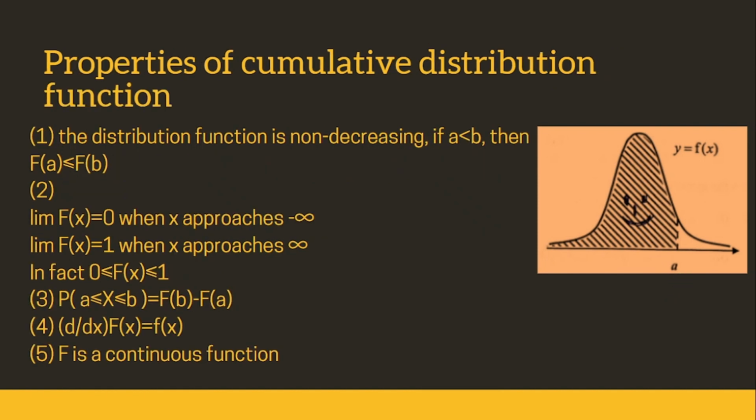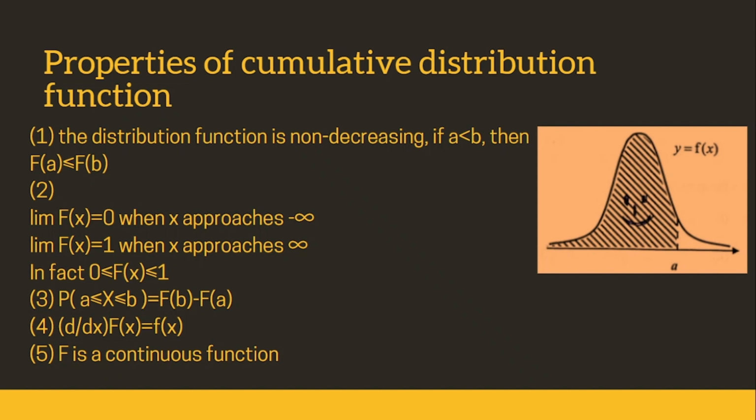So previously with the probability density function, we wanted to find a specific range. But with the cumulative distribution function, we are looking from negative infinity to a specific value. And because the cumulative distribution function is the sum of the area beneath the curve, as long as x keeps increasing, the value of F(x) will always keep increasing also. So this is why if a is less than b, then F(a) will be less than or equal to F(b).